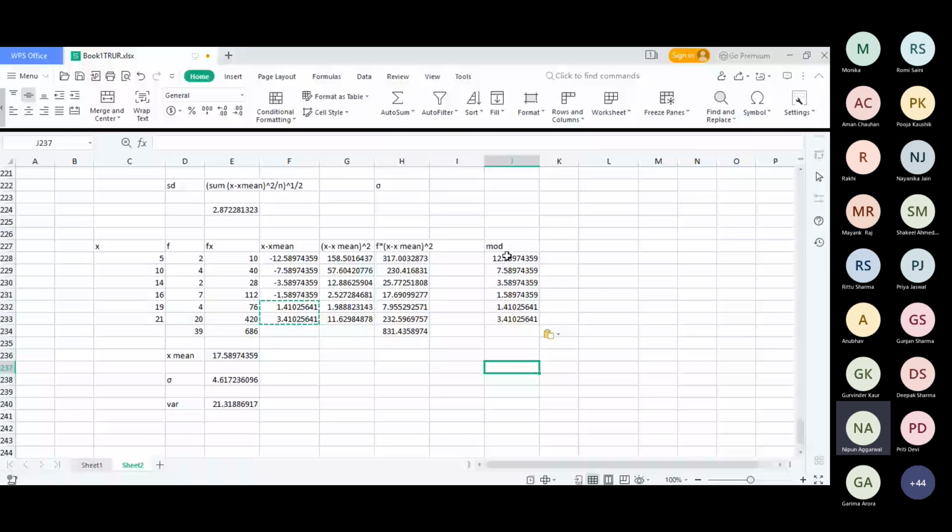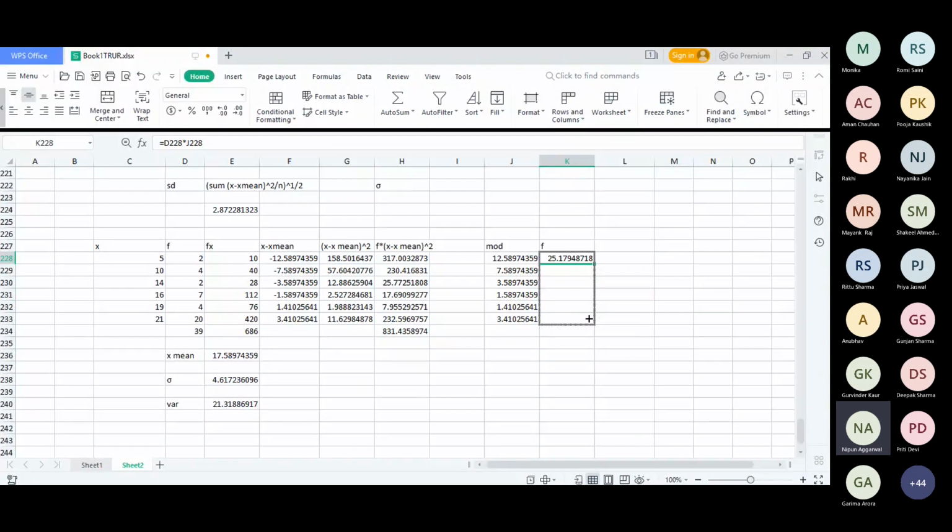So these become your modulus values, that is the mod of x minus x mean. Then this will be multiplied with f. So f into the modulus of this. Now you have to multiply this value with f, so f multiplied by these individual mod values. This comes out to be your f into the mod of x minus x bar. So these will be your values, and we have to sum all these values.